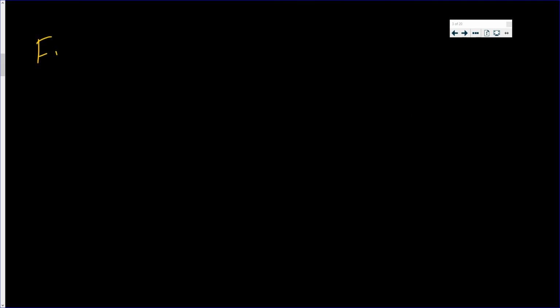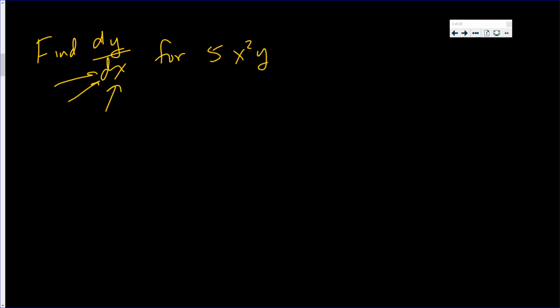Suppose you're asked to find dy/dx. Now that tells you immediately you're finding the derivative with respect to x. Find dy/dx for this function: 5x squared y minus 3y to the 4th equals x y cubed. Now the thing here is you have a product. You have 5x squared times y. Here you have x times y cubed. We're going to have to use the product rule.